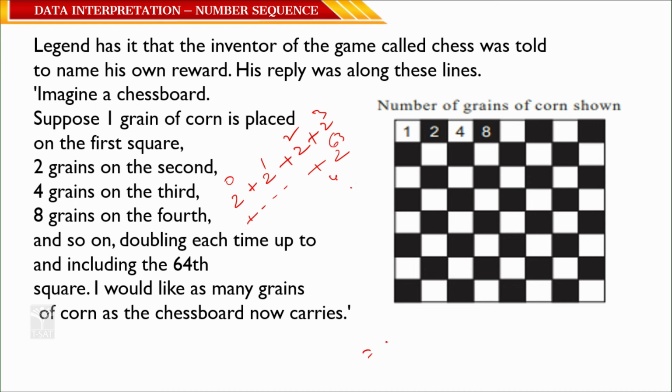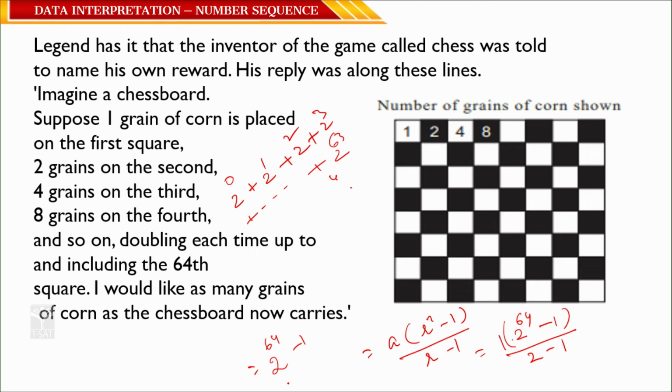Its sum is given by the formula a(r^n minus 1) divided by (r minus 1). Here a, the first term, is 1. r to the power of n means 2 to the power of 64, so 2^64 minus 1, divided by r minus 1, which is 2 minus 1. So its value is 2 to the power of 64 minus 1.